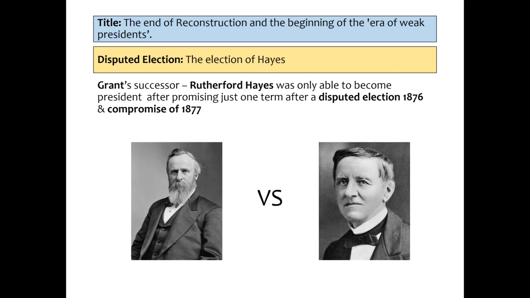It's going to go down to the wire. In fact, both parties are going to say that they have won. The Democrats choose Samuel Tilden to become their leader, and he fights against Rutherford Hayes in the election of 1876. It's so close, Congress have to wade in and decide the outcome, and it leads to the Compromise of 1877.